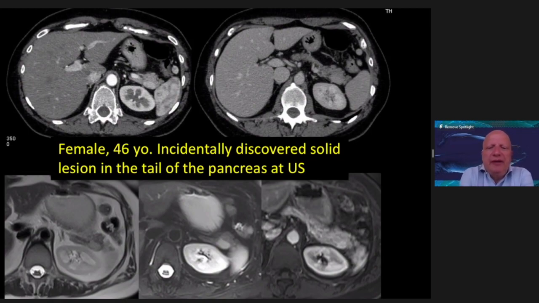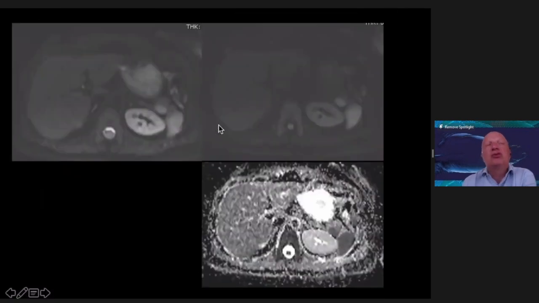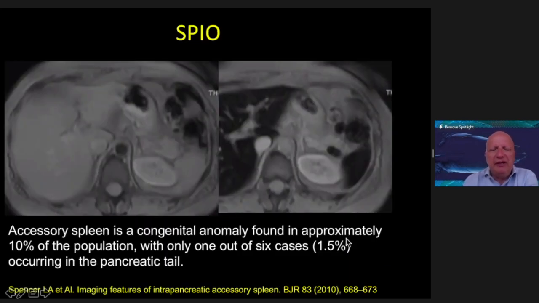diagnosis. At US, a small hypoechoic lesion was seen at the tail of the pancreas. At CT, this lesion was hypervascular. At MRI, the lesion was again hypervascular. So the signs are similar to pancreatic neuroendocrine tumor. The lesion shows restricted diffusion, of course, and on the ADC map, the signal of the lesion is very similar to the spleen.